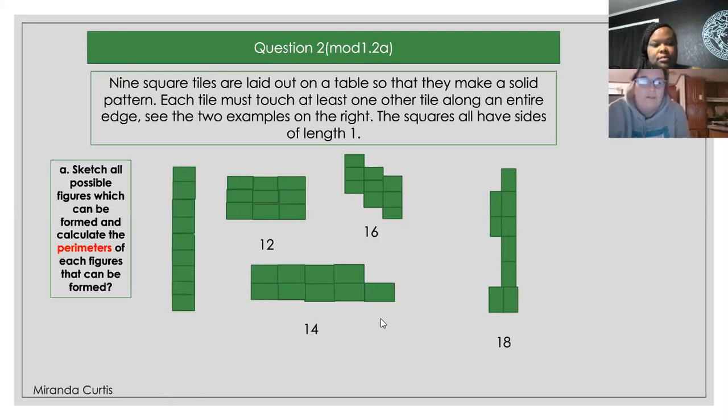Now, our biggest one right here is going to be 20, and they're all touching. You know, 1, 2, 3, 4, 5, 6, 7, 8, 9. You have 9 and 9, 1 and 1, which gives you 20. So all possible parameters are going to be 12, 14, 16, 18, and 20.